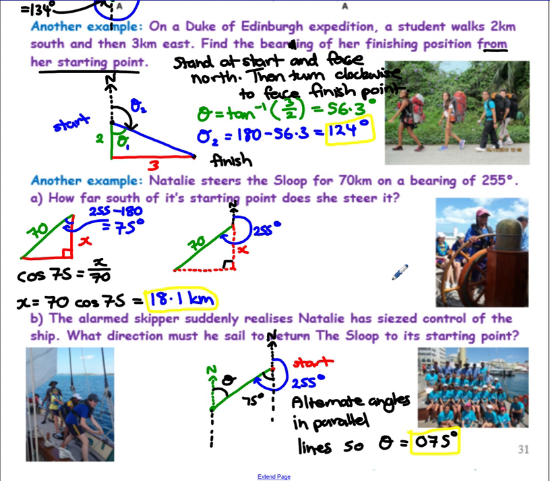Natalie steers a sloop for 70 kilometres on a bearing of... What bearing was it, Natalie? 255 degrees. Oh, okay, excellent. So that must be a true bearing. How far south of its starting point did you steer it?